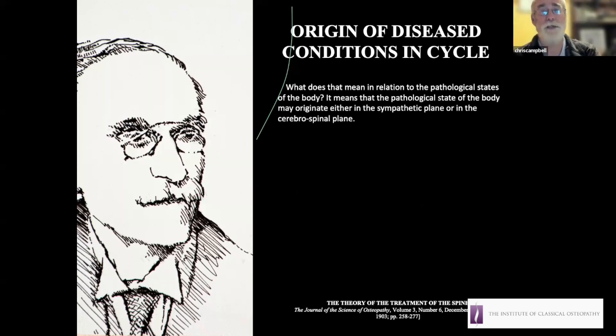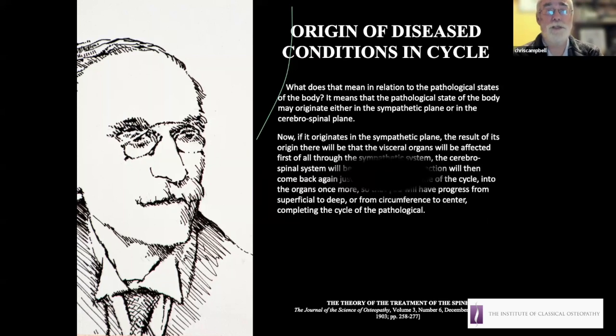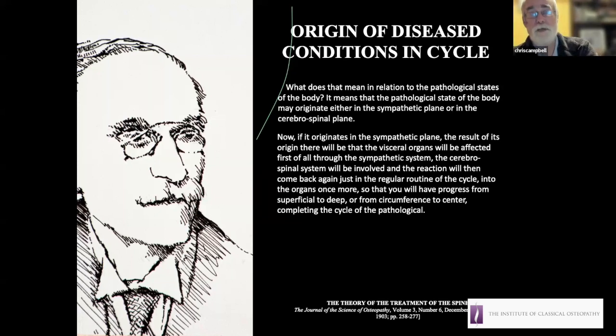The pathological state of the body may originate either in the sympathetic plane or the cerebrospinal plane. If it originates in the sympathetic plane, the result is it'll affect the visceral organs first through the sympathetic system. The cerebrospinal system will be involved, and the reaction will then come back just in the regular routine of cycle into the organs once more. So you have the progress from superficial to deep, circumference to center, from sympathetic to cerebrospinal and back into sympathetic.